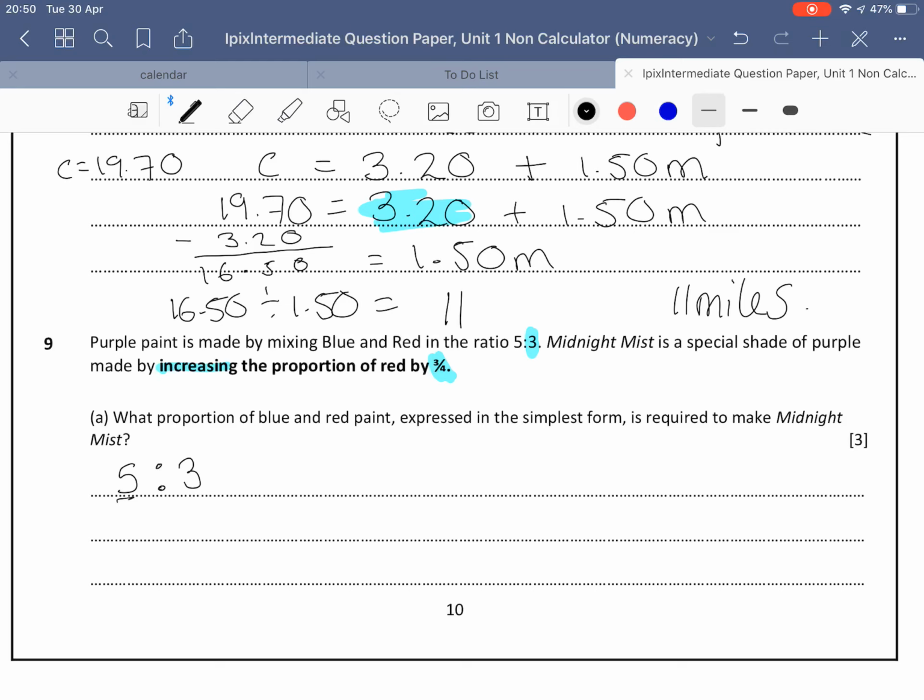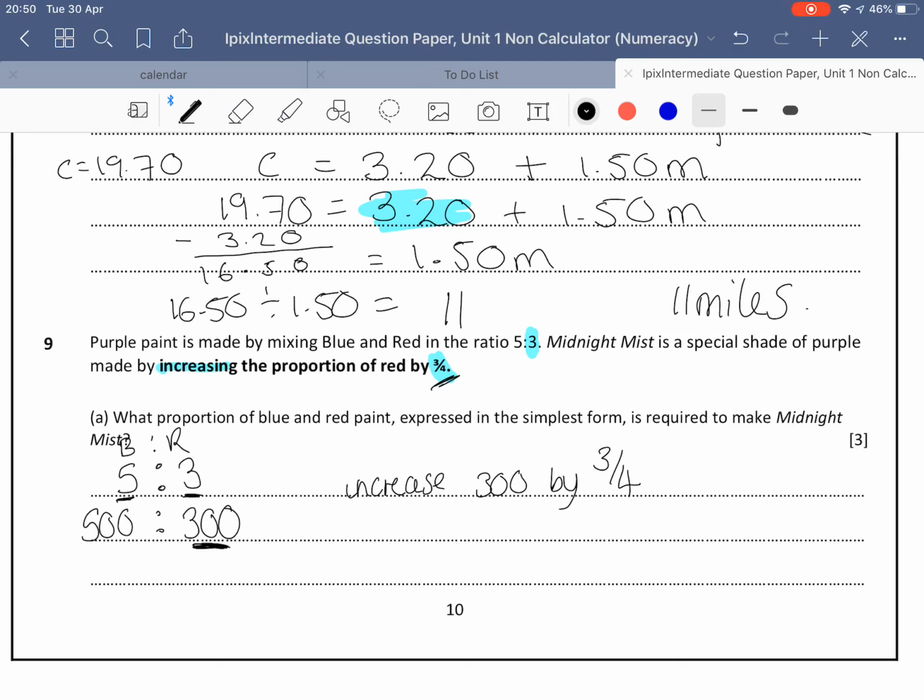So I'm going to make these numbers a bit easier to work with. And the quickest, easiest way I can think of is to times them both by 100. So making this 500 and making this 300. Just because I know I can increase 300 by 3/4. So now I want to increase this 300, because this is the blue, this is the red. So I want to increase the 300 by the 3/4.